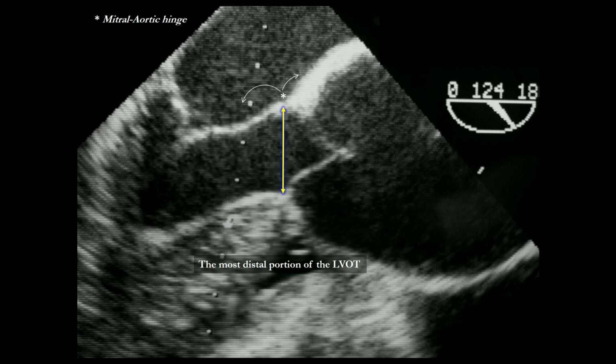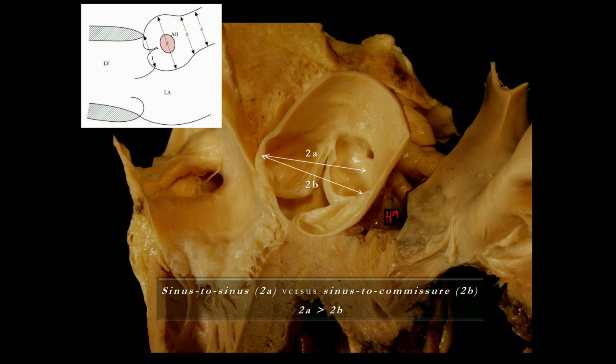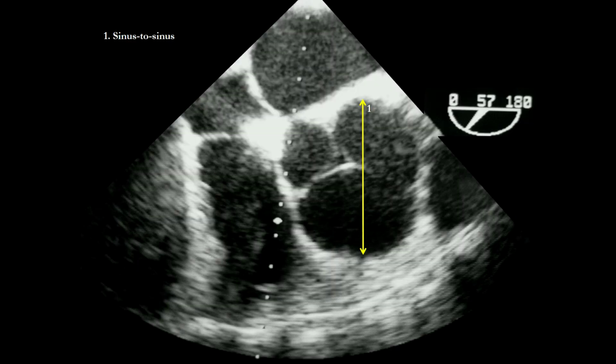Another important landmark to evaluate the basal ring is represented by the aortic-mitral hinge and, opposite, the most distal portion of the left ventricular outflow tract. At the level of the sinuses, the classical image of two sinuses actually refers to the sinus-to-sinus diameter, which does not cross the very center of the aortic root. In the latter case, the sinus-to-commissure diameter must be determined. These diameters are usually not equal to each other, depending also on the natural asymmetry of the sinuses and on their unequal dilation in disease.